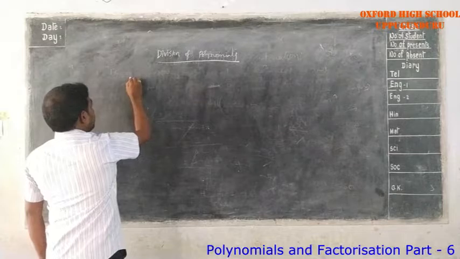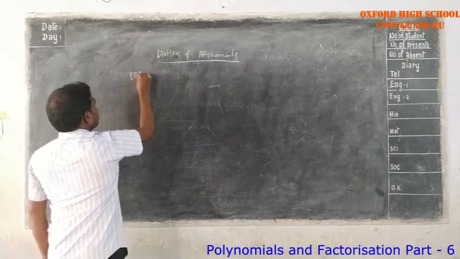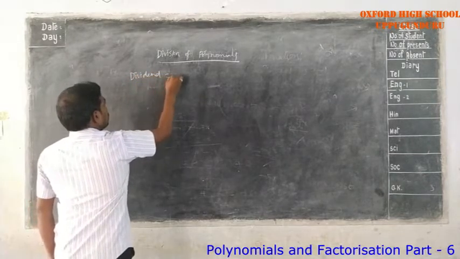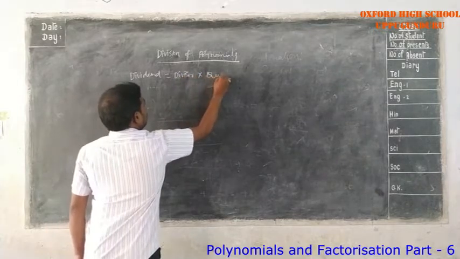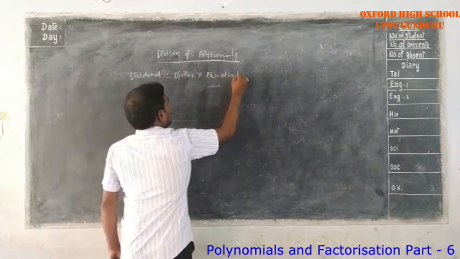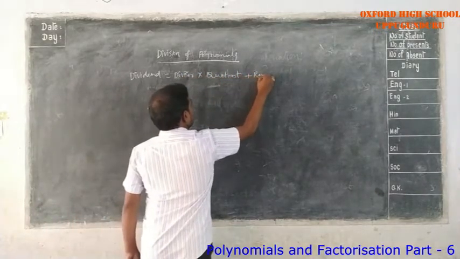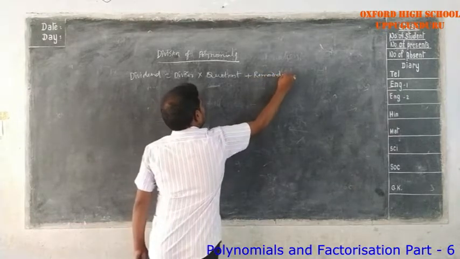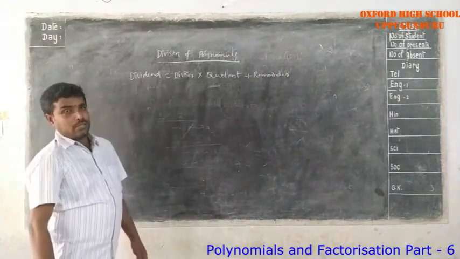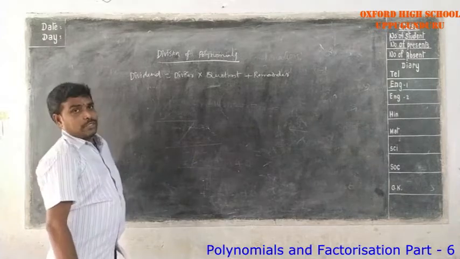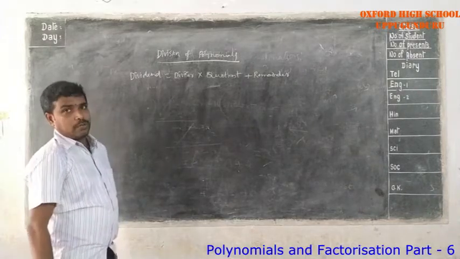So what is the division fact? Dividend equal to divisor into quotient plus remainder. So this is the division fact. Using this, you have to divide each polynomial with another polynomial.